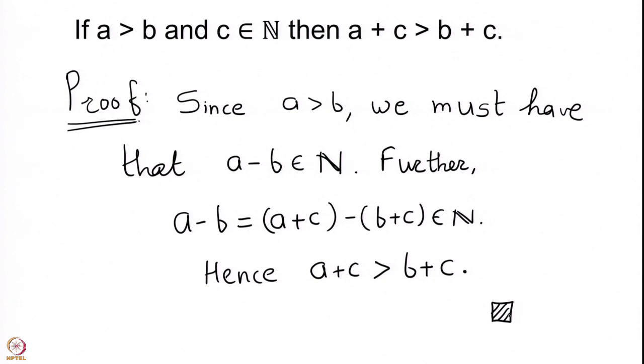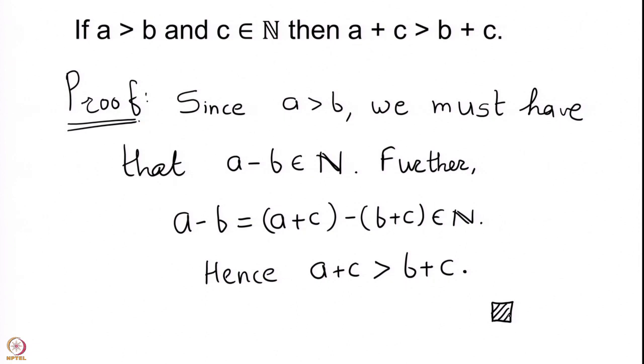So, let us read it again. There were two things that were given to us, that A is bigger than B and C is a natural number. Then what we did was to write A minus B, which was a natural number because A is bigger than B. So, we wrote A minus B as A plus C minus B plus C, and that told us that A plus C has to be bigger than B plus C.